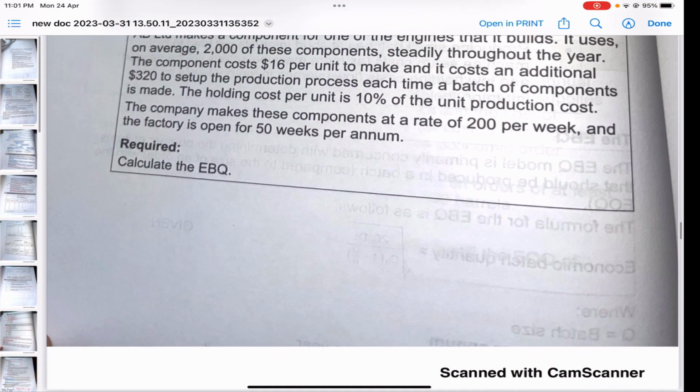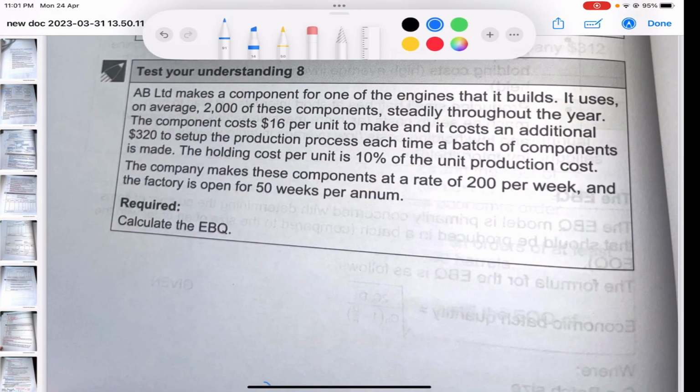Test your understanding 8. AB Limited makes a component for one of the engines that it builds. It uses on average 2000 of these components steadily throughout the year. So that is my annual demand. 2000 is my annual demand.